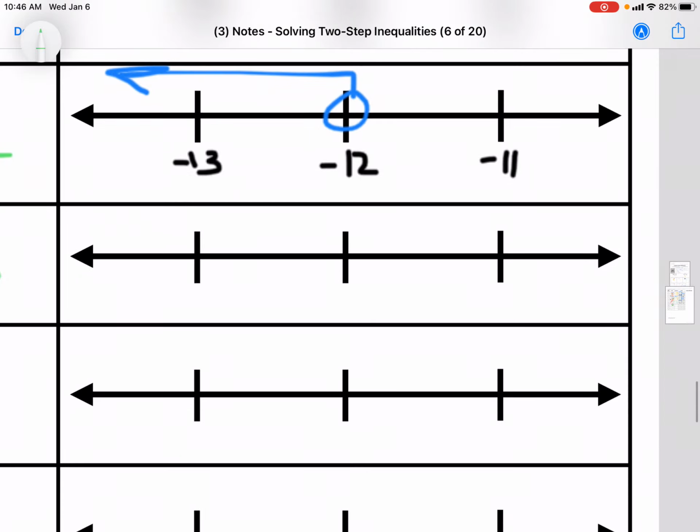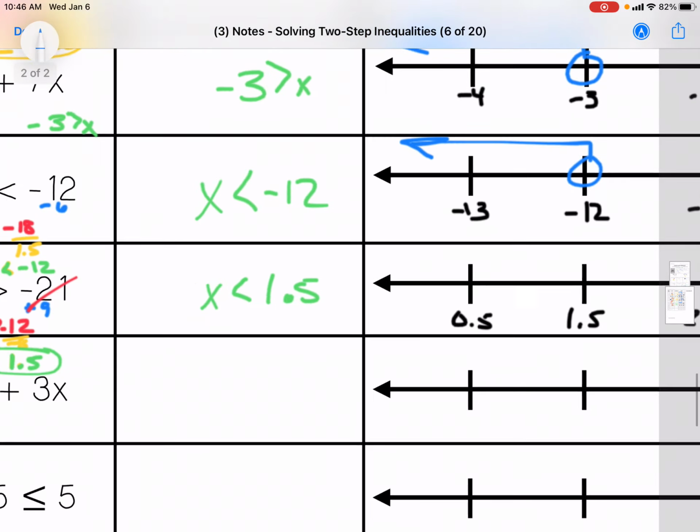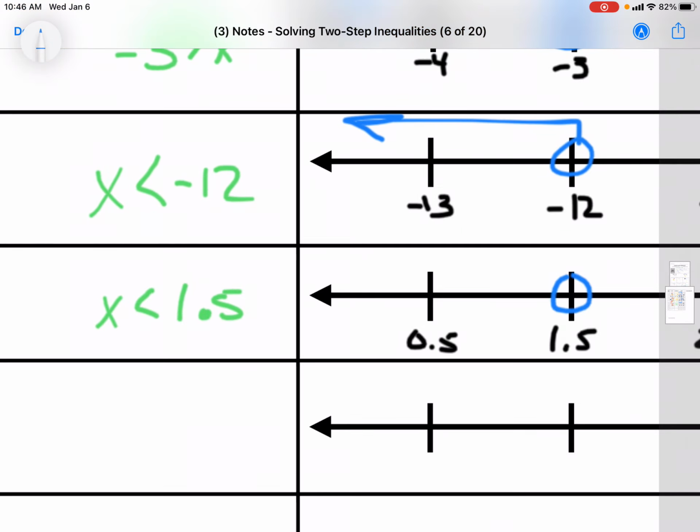So let's go over here and graph. Open or closed? It's open. X is less than, so the arrow is going left.